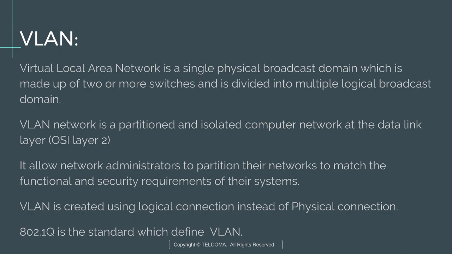So it means the VLAN network is a partitioned and isolated network at the data link layer of the OSI model. It allows the network administrator, that is the designer of the network who is responsible, to partition their network to match the functionality and the security requirements of their system. It is created using logical connections instead of physical connections. So it means the connections between the virtual local area networks are logical. VLAN is defined by the IEEE 802.1Q standard.